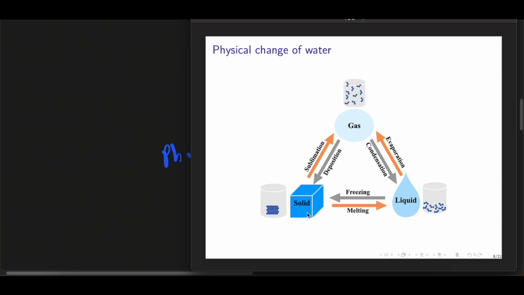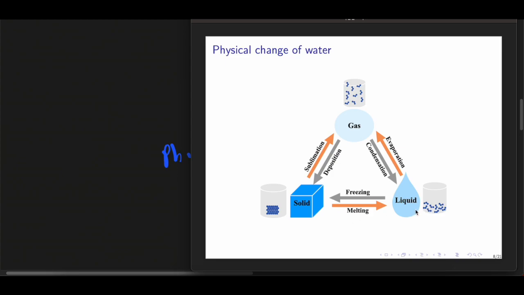Here we have the solid state, which has a fixed volume and fixed shape. It melts to form the liquid state. So if we increase the temperature of the solid, we'll get the liquid state. And this process is called the melting process.